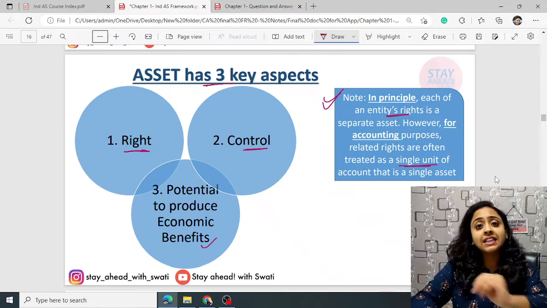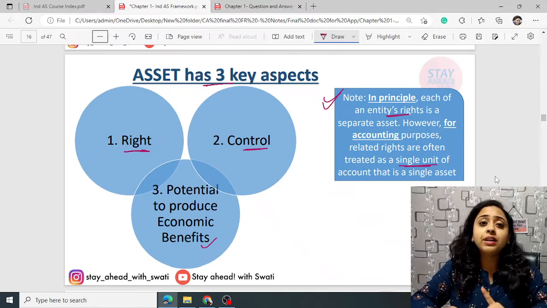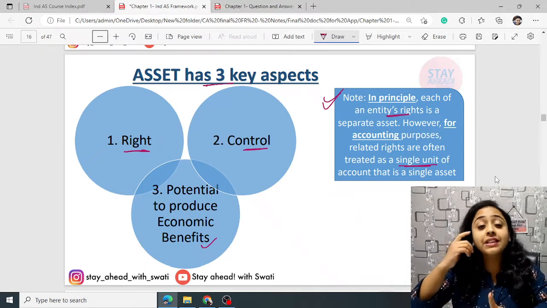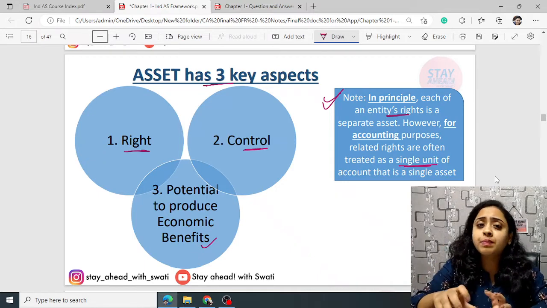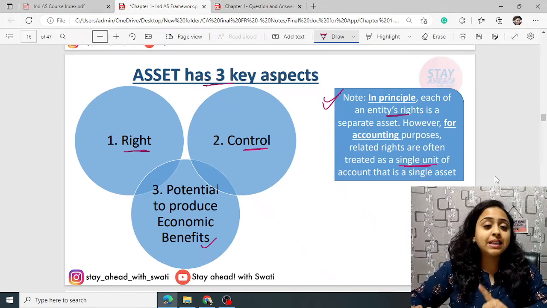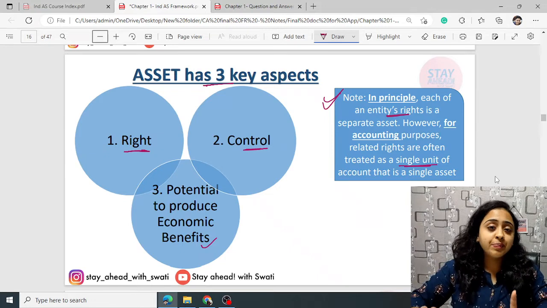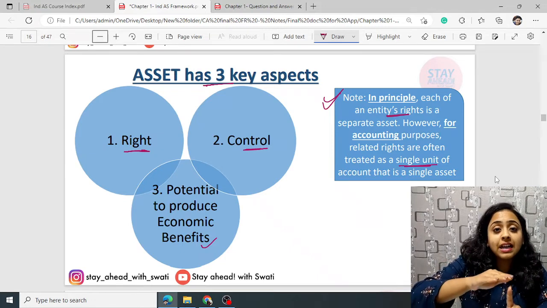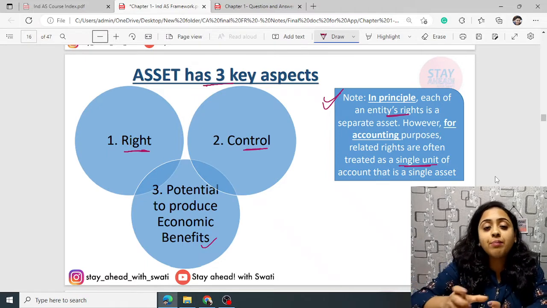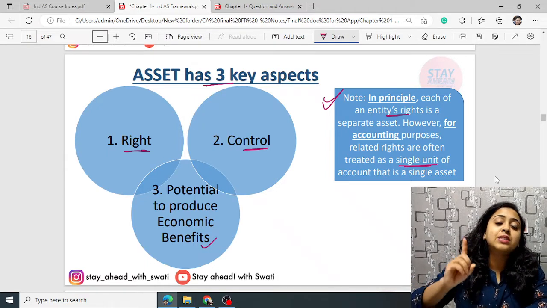Other than this, one important note that we discussed in the last lecture, but I want to highlight it again: as per the principle, each and every right is considered a separate asset. For example, I talked about the land. But for accounting purposes, all these rights are clubbed and accumulated and considered as one asset.